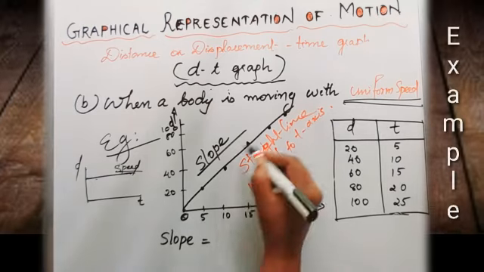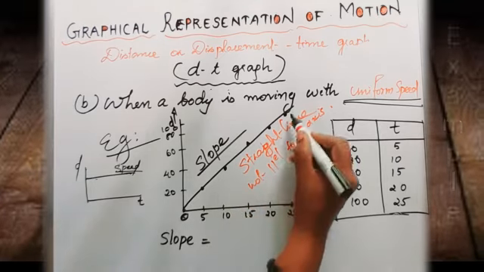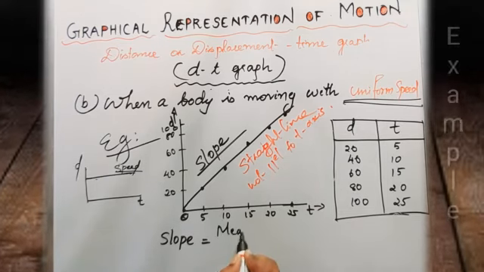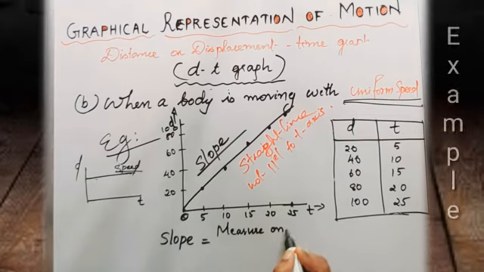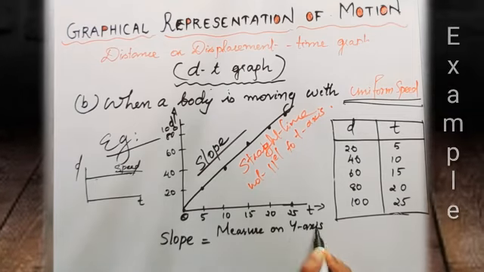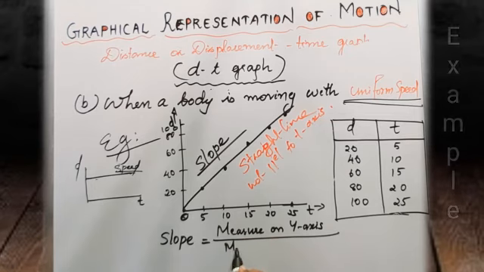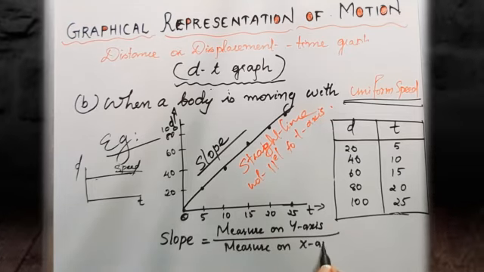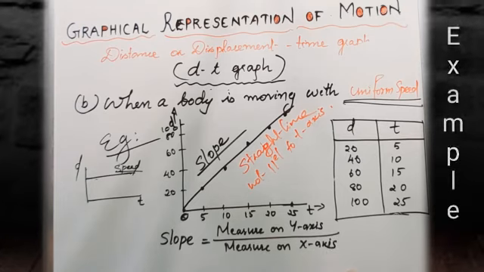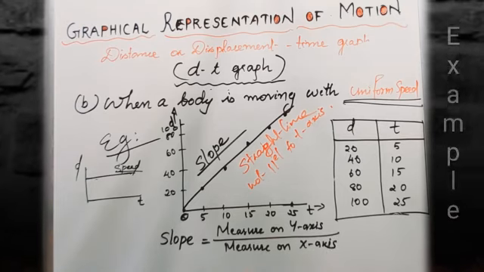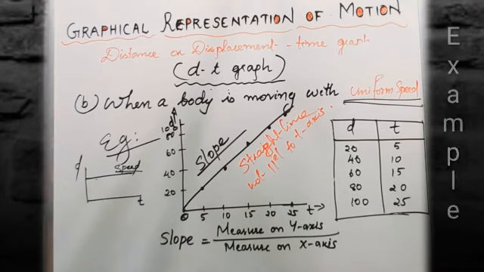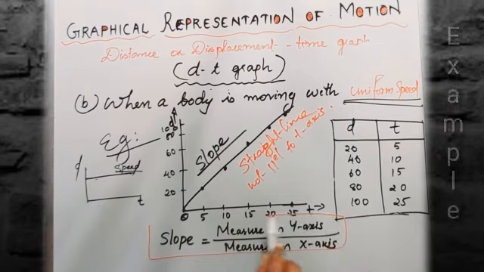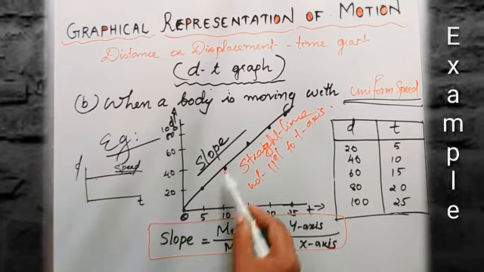How can you find out the slope? That means, how can you find out the speed from this graph? It is the measure on the y-axis divided by the measure on the x-axis. This is very important. How can you find out the slope of the graph?